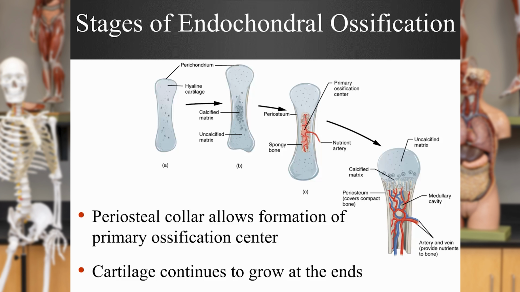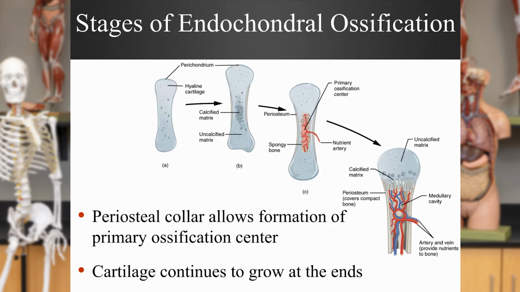At this point, you also have the periosteum forming. The periosteum is going to be around the outside edge of this bone. But notice the periosteum is only around the shaft, the middle. It's creating the periosteal collar. So it's creating this layer of compact bone around the cartilage model.